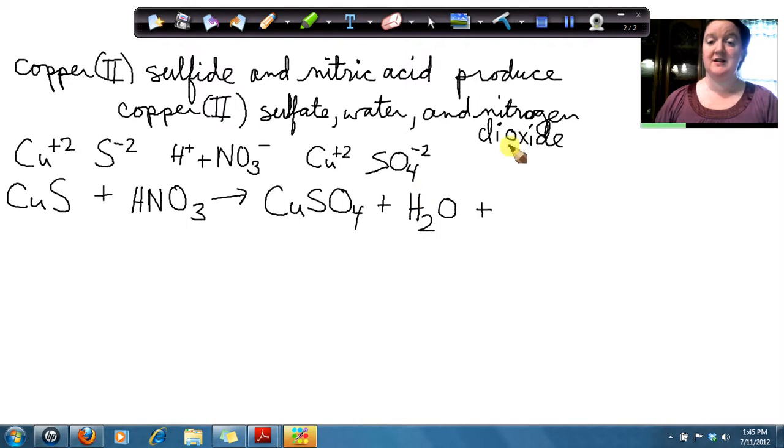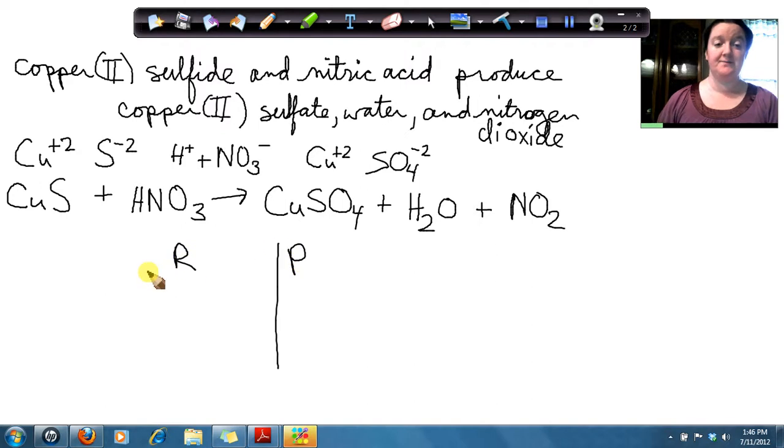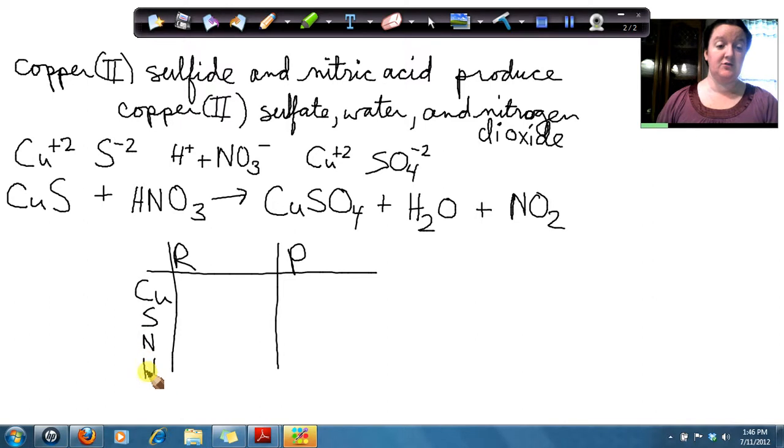And then nitrogen dioxide. Di means that I have 2 of the oxide ions, so I'm going to have nitrogen and dioxide. Now I need to look at all of the different atoms that I'm dealing with on my reactants and products side. So we're going to the reactants and the products. First we're going to look at our metals. We have copper. And we're going to look at our non-metals. We have the sulfur, we have the nitrogen, and then we have hydrogen and oxygen.